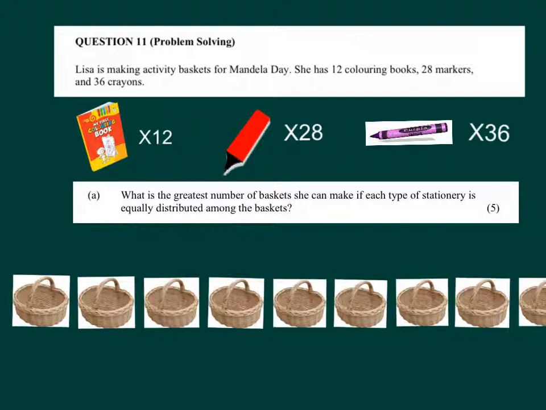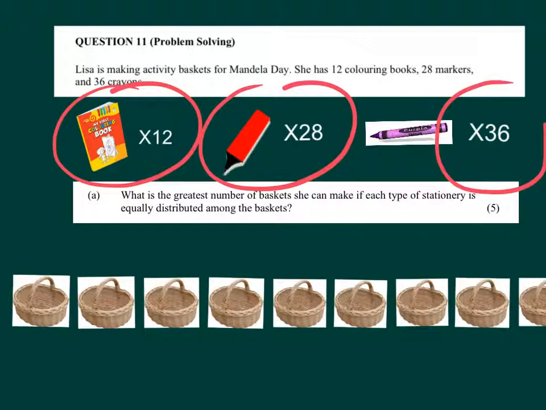This means that she wants to break or share these items into a certain number of unknown groups so that they are shared equally. Let's take a quick example. If we had 2 baskets, 2 is a factor of 12, 28, and 36. Therefore, we would have 6 coloring books going into each basket. We would have 14 markers going into each basket, and we would have 18 crayons going into each basket.